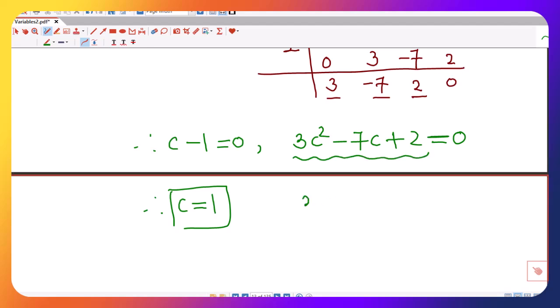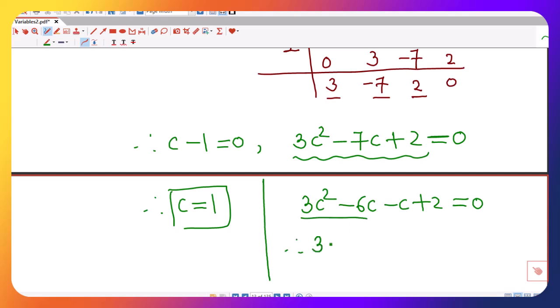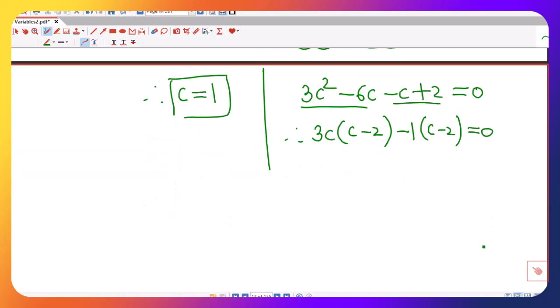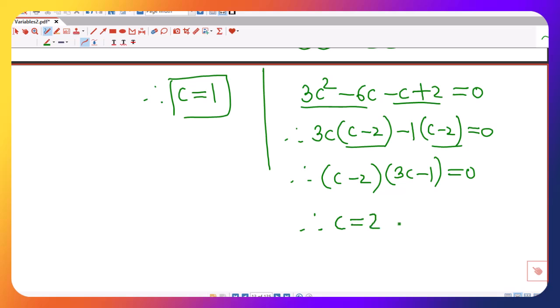This we can factorize, we can rewrite 7c as minus 6c minus c plus 2 equal to 0, and therefore I can take 3c common here. Here I am left with c minus 2, and here I can take minus 1 common. In the bracket I have c minus 2. Now again I take c minus 2 common. So here I have c minus 2 times 3c minus 1 equal to 0, and here I obtain two values of c equal to 2 and c equal to 1 by 3.